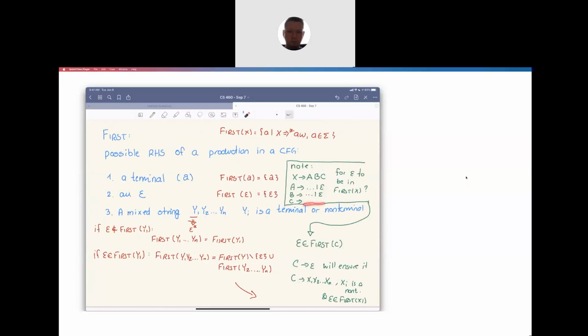If there's no way that any of this stuff here can become epsilon, either because it is an epsilon, or it can derive an epsilon because epsilon is in the first of that left-hand side, then this here should not have an epsilon in its first set.